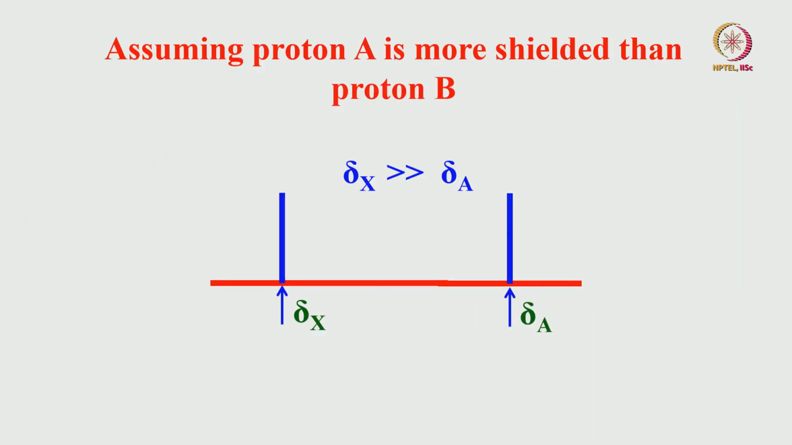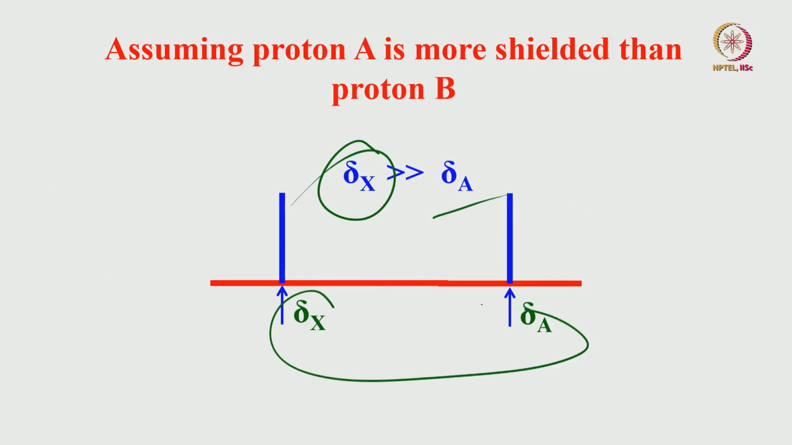If I assume the chemical shift of X, delta X, is very much larger than that of A, that is the condition we have to consider for the AX spin system, we will discuss later. Then if I assume the chemical shift of X is more than that of A, delta X is larger than delta A, then I can simply say this is the spectrum we get for two uncoupled spins, one for X and one for A, two singlets of equal intensity.